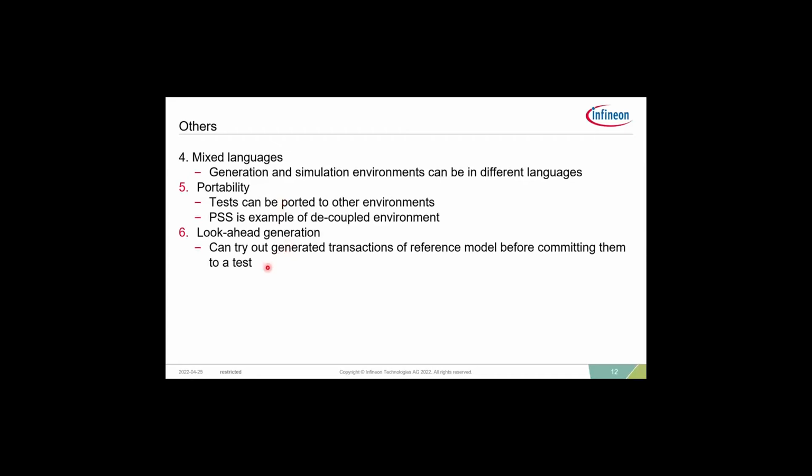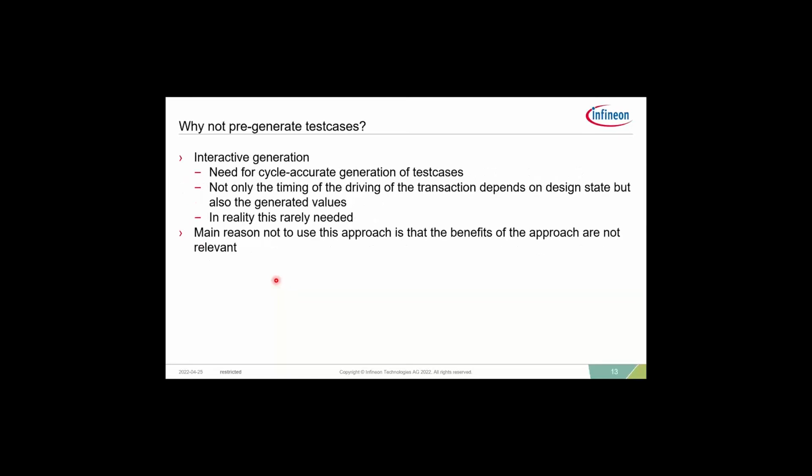One other potential benefit is that it allows for look-ahead generation. You can try out a generated transaction on a reference model before committing it to a test. As long as you can revert the reference model back to a previous state, you can start to explore where your generation is going and whether it's going to take you into an area of interest before actually committing the generated transactions to a test. So those are a list of potential benefits you can derive from this sort of environment.